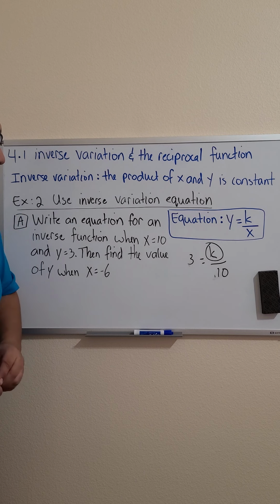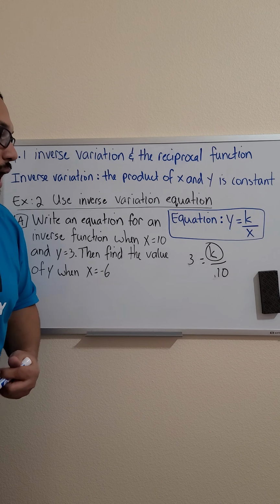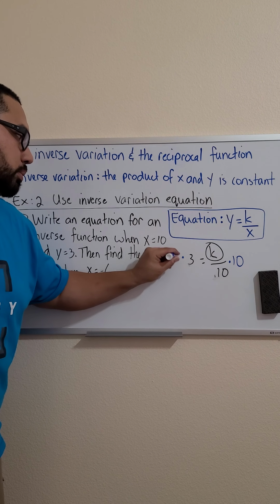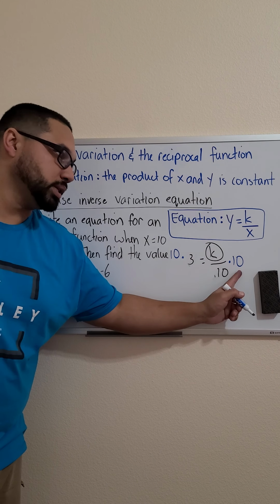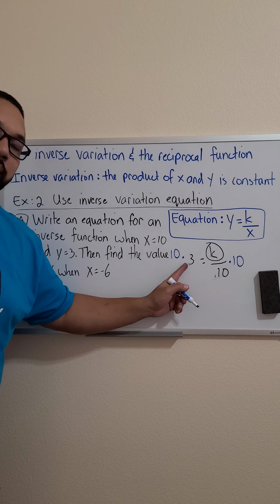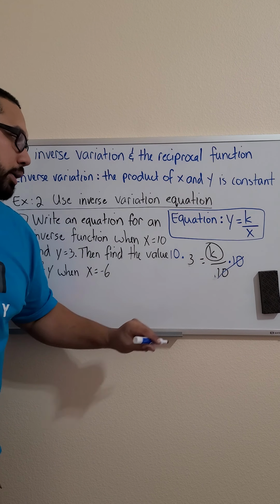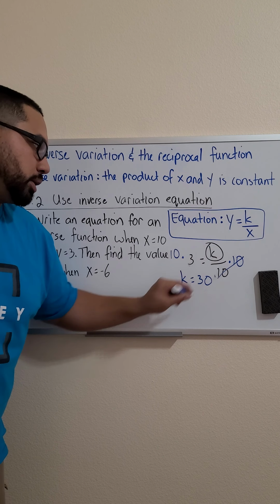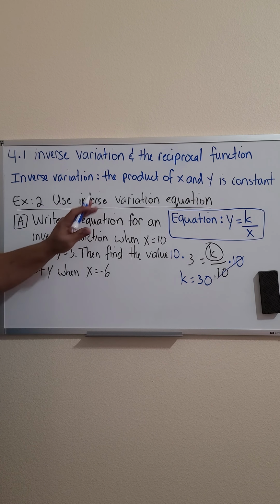To solve for k, we need to get rid of this 10. Since they're dividing by 10, we're going to do the opposite and multiply both sides by 10. Why both sides? Because whatever you do to one side of the equation, you also have to do to the other, right? These 10s end up canceling out. You get k equals 10 times 3, which in this case is 30. All right, so we did the first part of this problem.